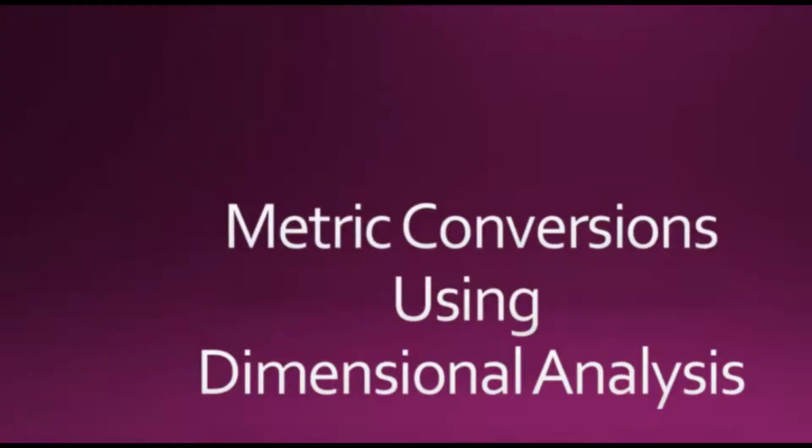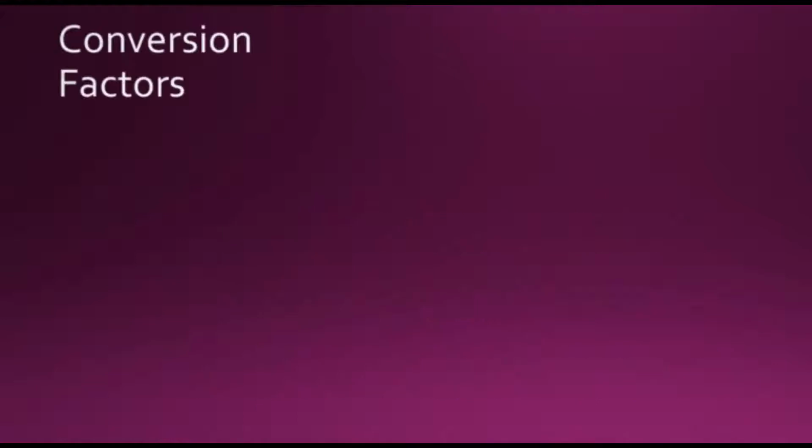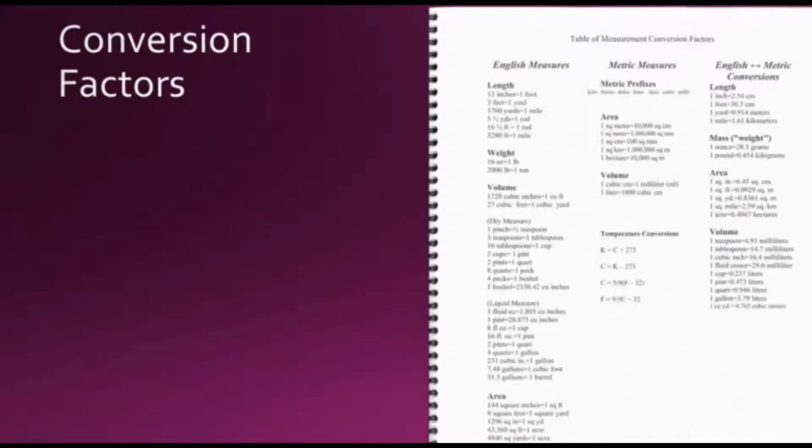In this video, we will take a look at how to apply the concepts of dimensional analysis to metric measurement conversions. One of the keys to using dimensional analysis successfully is to have access to conversion factors. Conversion factors are things like 1 foot equals 12 inches or 1 fluid ounce equals 30 milliliters. Reference tables are filled with such conversion factors.